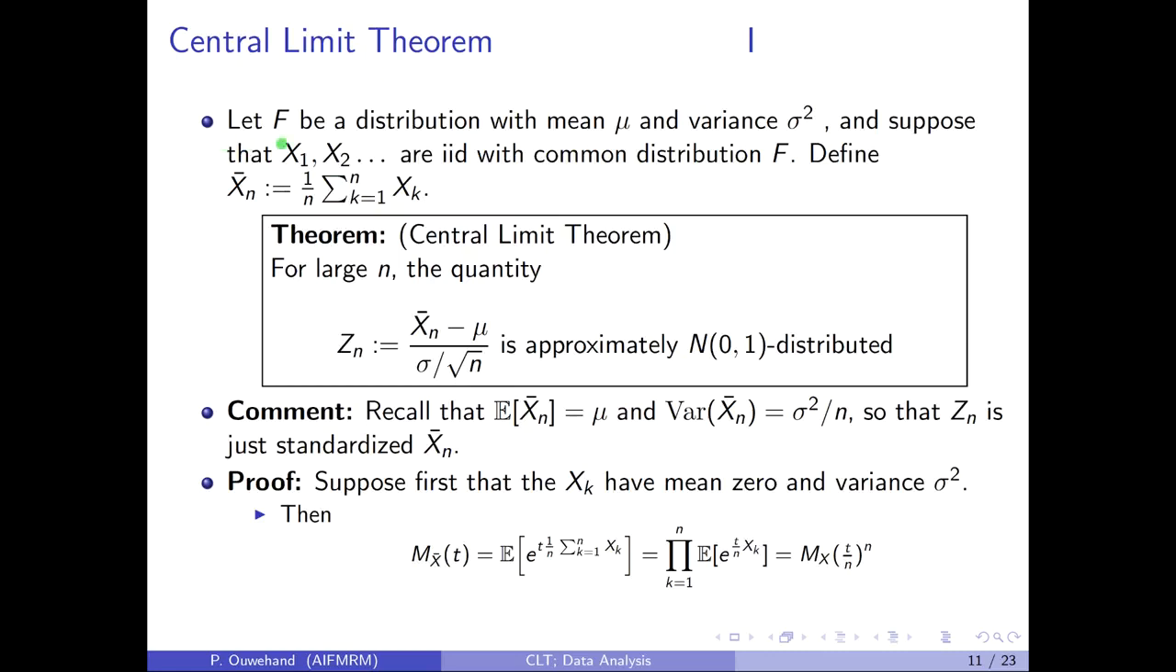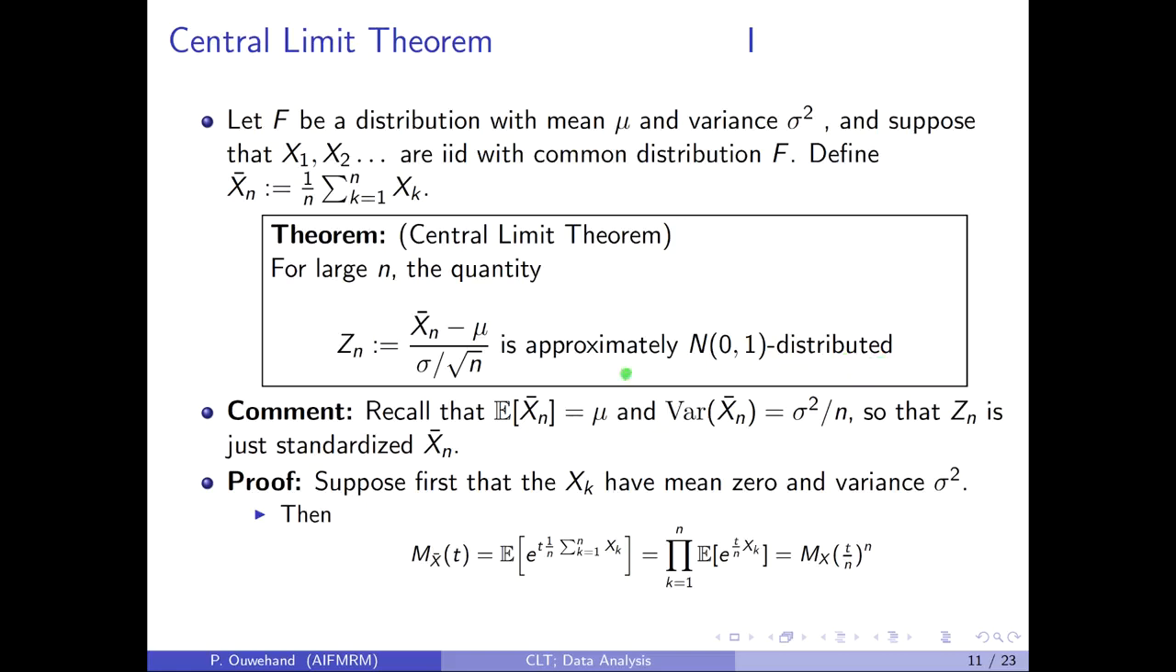Let f be a distribution with mean mu and variance sigma squared, and suppose that x1, x2, x3, etc. are independent and identically distributed, all with the same distribution f. Let x bar n be the sample mean of the first n many of the x's. Then the central limit theorem states the following. For large n, the quantity Zn, defined to be the sample mean minus mu divided by sigma over root n, will be approximately standard normal.